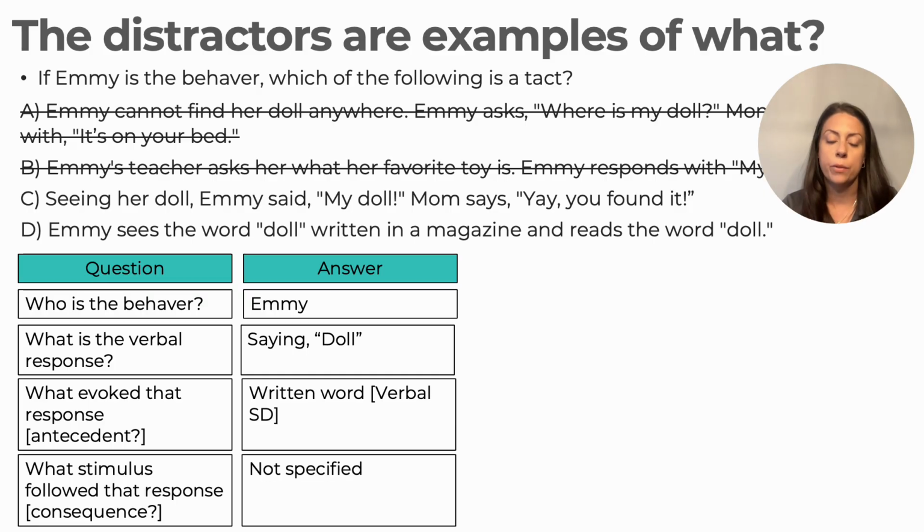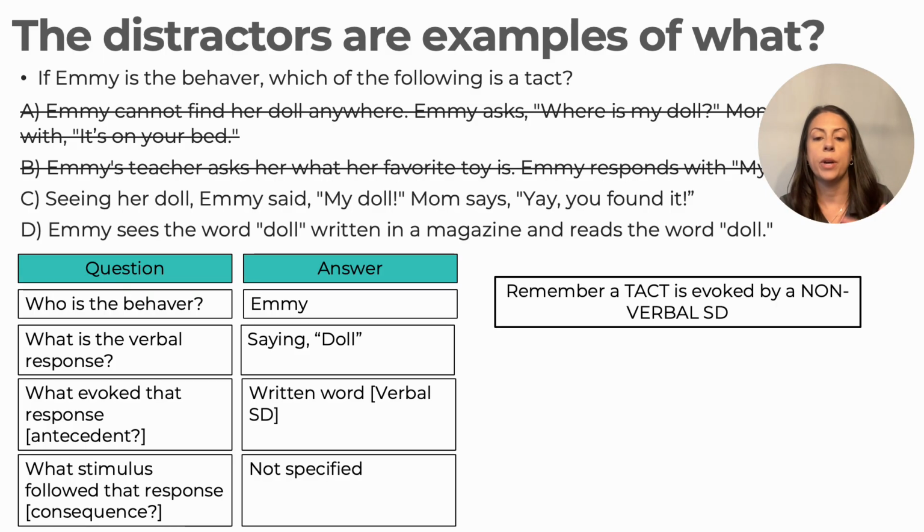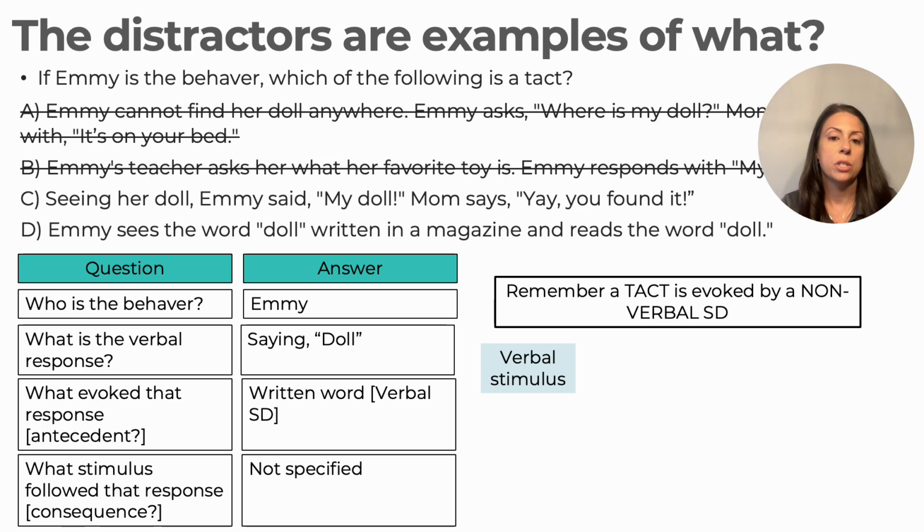What stimulus followed that response? In other words, what's the consequence? Well, we don't know. It's not specified. And again, it's not a big deal because the antecedent tells us a lot about the primary verbal operants. So remember, a tact is evoked by a nonverbal SD, and in this case, we have a verbal stimulus. That's the antecedent. So it's not a tact, but what is it?